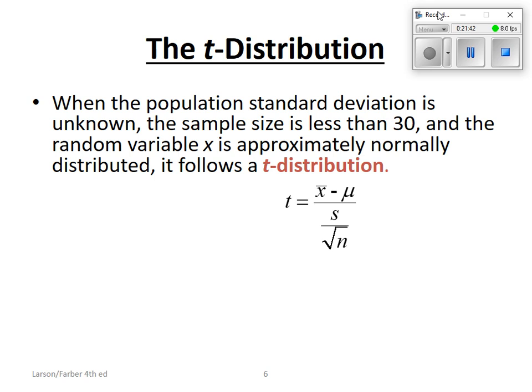T distribution: when the population standard deviation is unknown, the sample size is less than 30, and the random variable x is approximately normally distributed, then it follows a t distribution. So all it's saying is that instead of the normal curve we've been dealing with, it follows a little different distribution. Instead of being distributed like that normal curve, it's a little different. And we're going to talk about what that curve looks like.